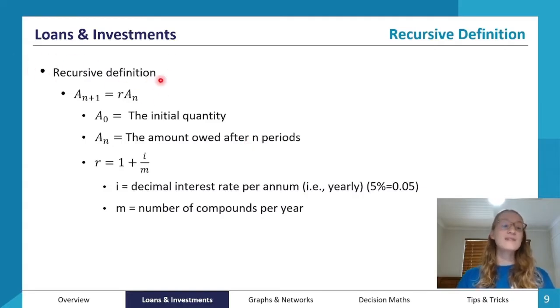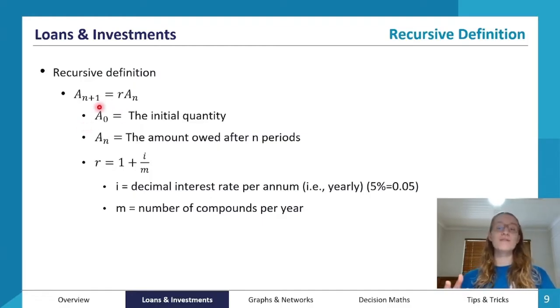So just like with sequences and with simple interest and with compound interest, we can calculate it using a recursive definition. So the idea of recursive is when we take the starting point and then we apply the same rule to get our second term, and then we apply the same rule to get our third term, and then we go on and on in that fashion. And the rule that we use to do that in the case of compound interest is a(n+1) is equal to r multiplied by an, where a0 is the initial quantity.